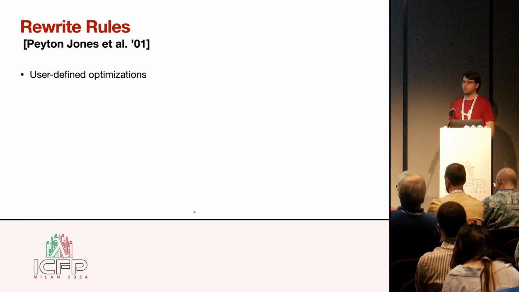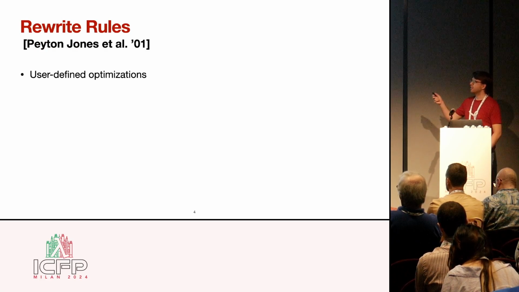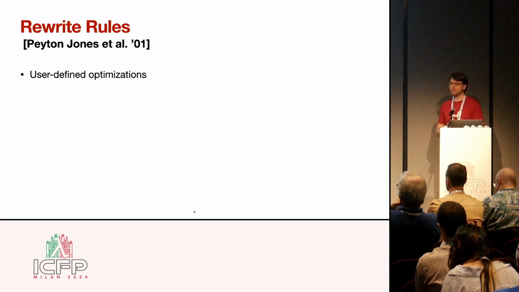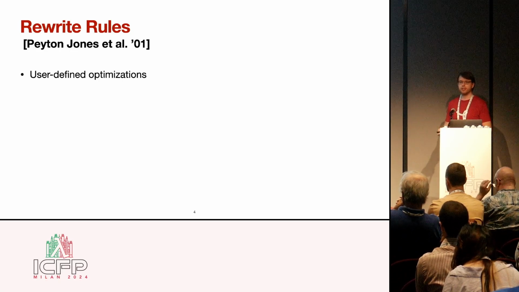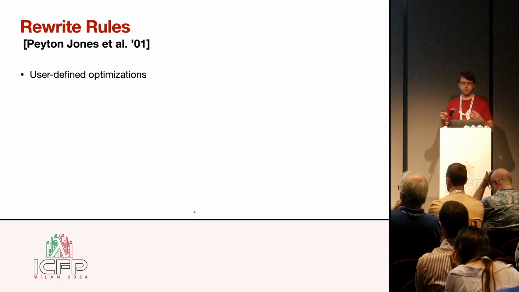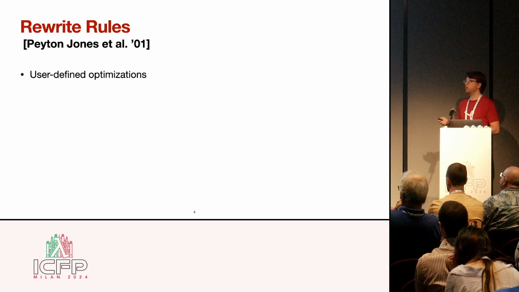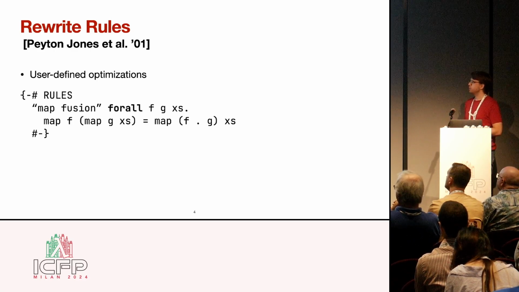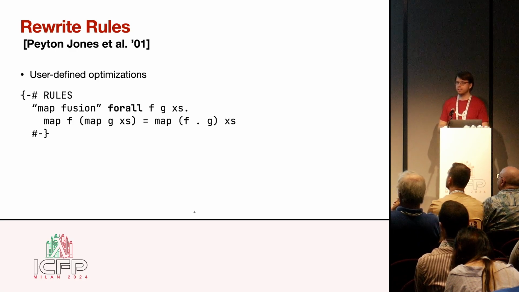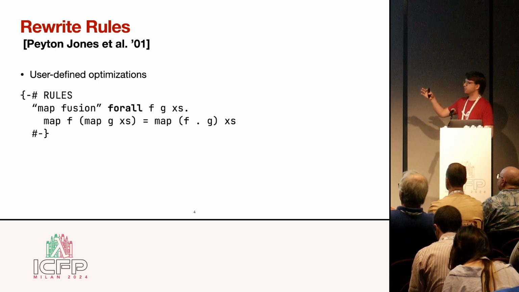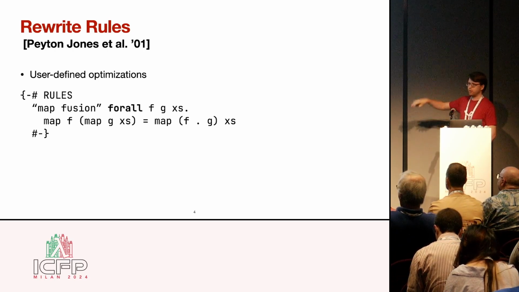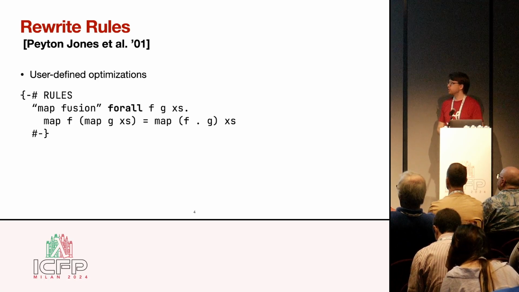So, rewrite rules. Rewrite rules were at least described by Simon Peyton Jones and others in a 2001 paper, and they allow you to, as a Haskell user, write your own user-defined optimizations. So how do you do that? You use this special comment syntax with the curly brace dash hash sign, and then you write rules, and then on the following lines you can write a bunch of rules.